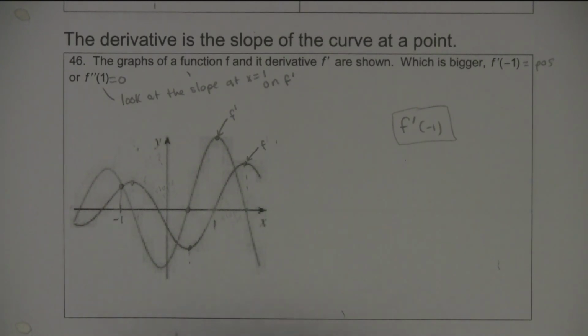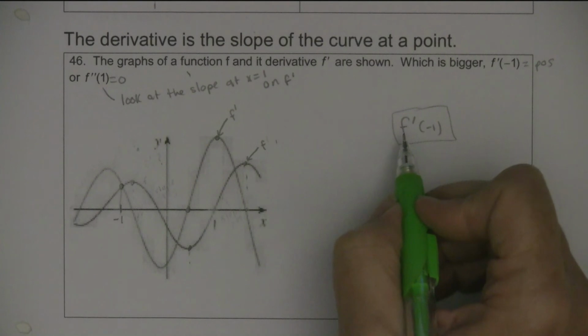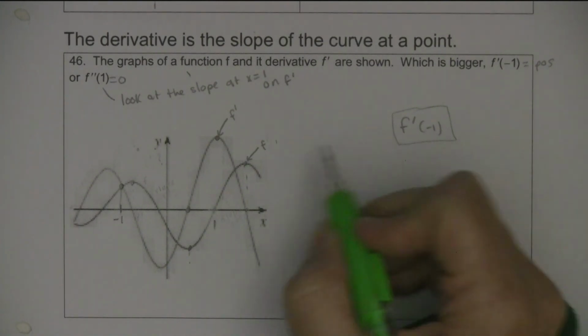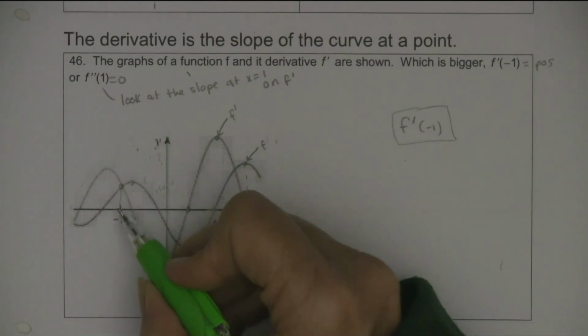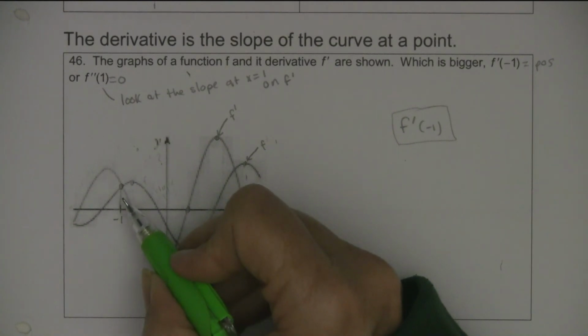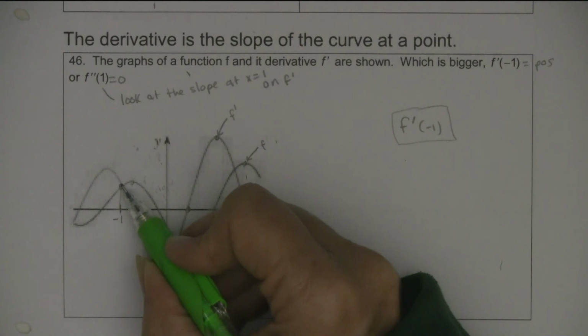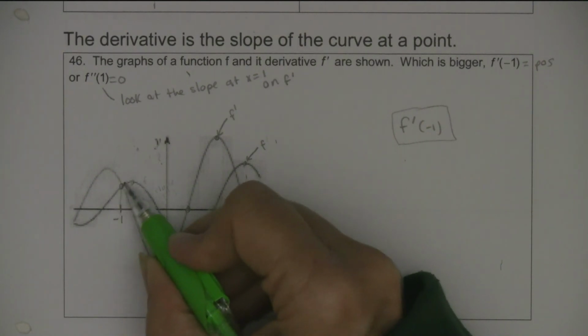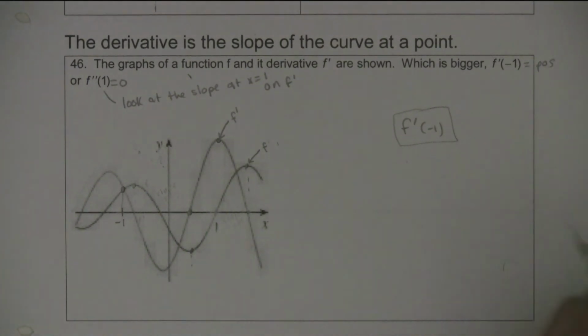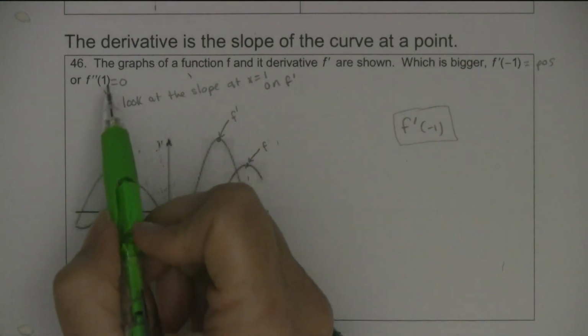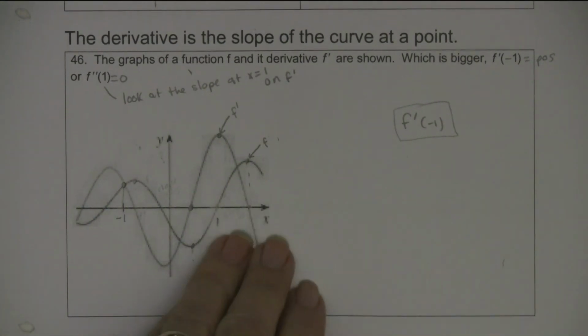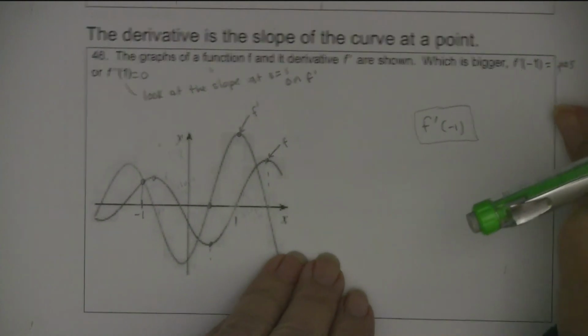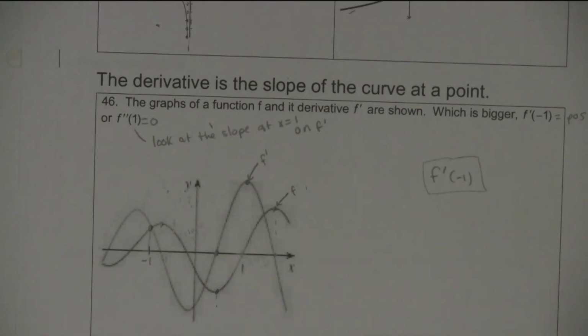You could also look at, if you wanted, the slope of the f graph at -1. So I could come over here, and the f graph is this one. And what is that slope? Well, it's some positive value. And that's enough because the other one was 0. Okay, so that's all that they were wanting you to look at and do.